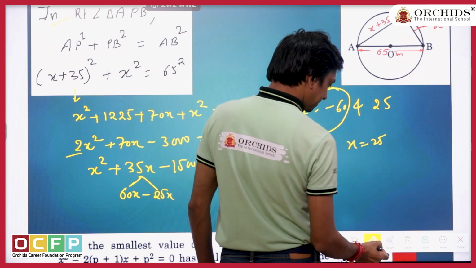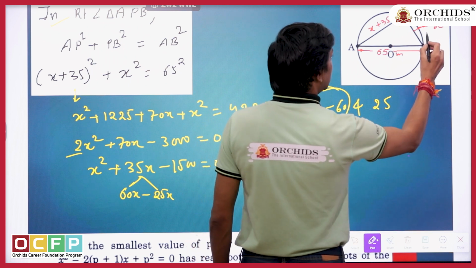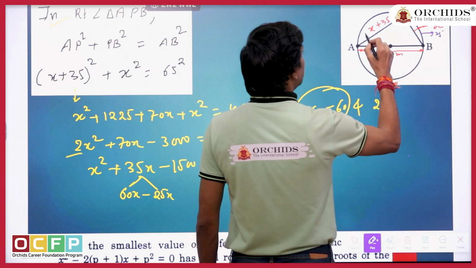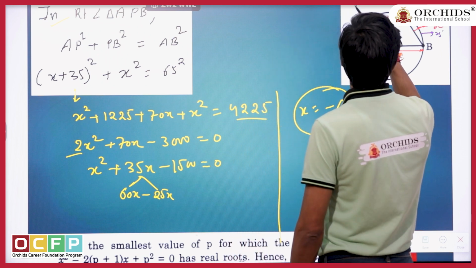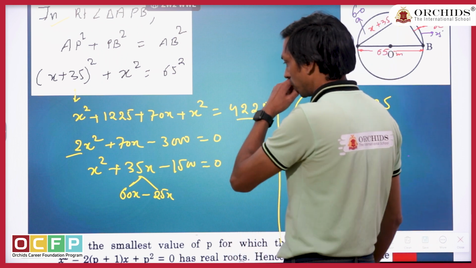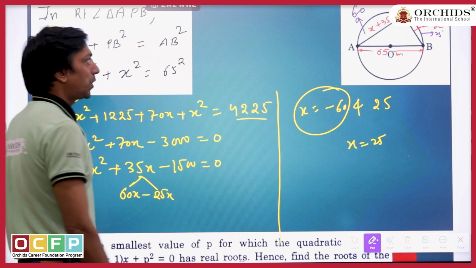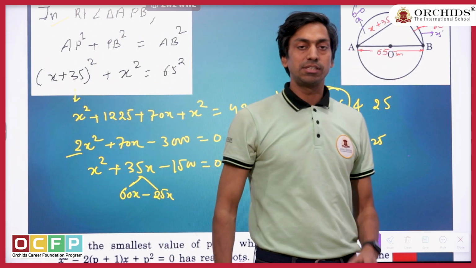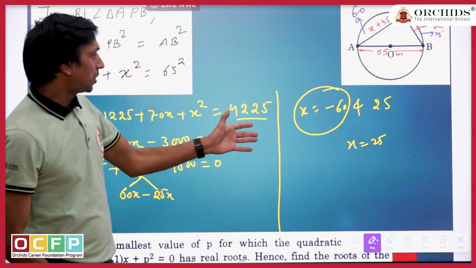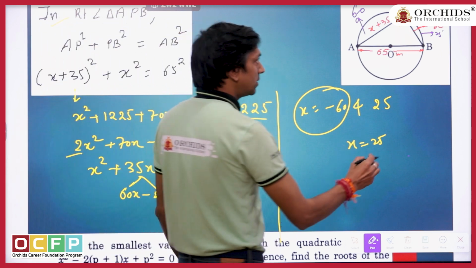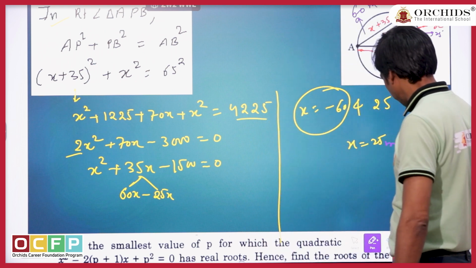So x equal to 25, and the remaining dimension is 25 plus 35, which comes out to be 60. So the distances of the gate, point P, from points A and B are 25 meters and 60 meters. This is how we have to solve this problem.